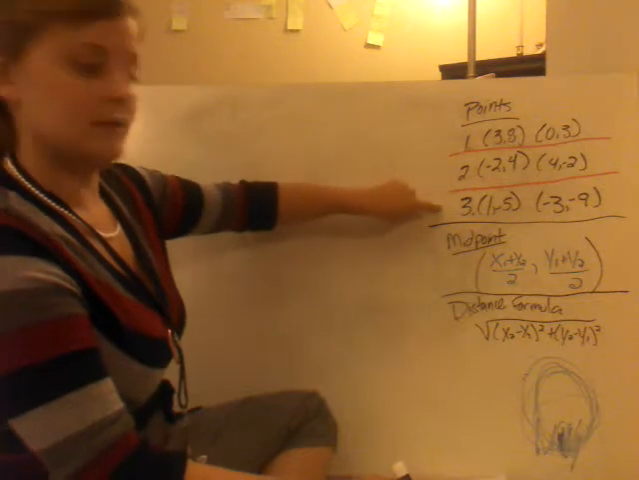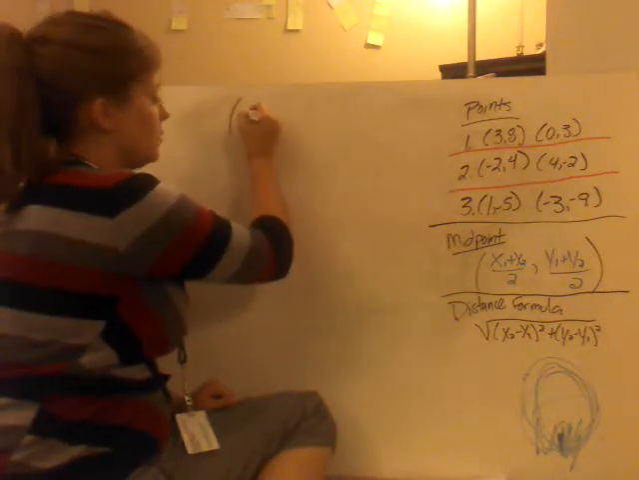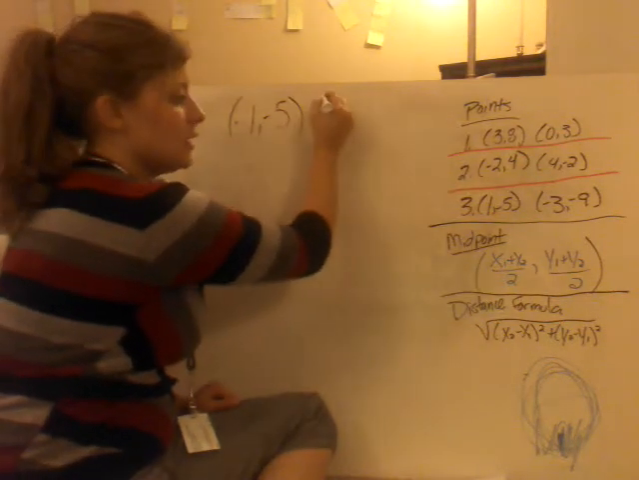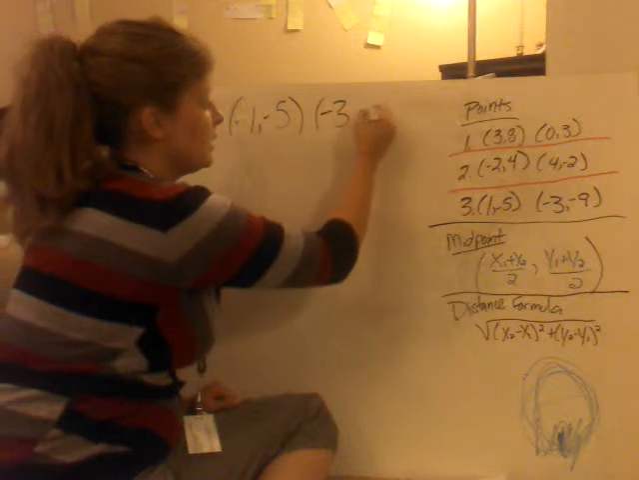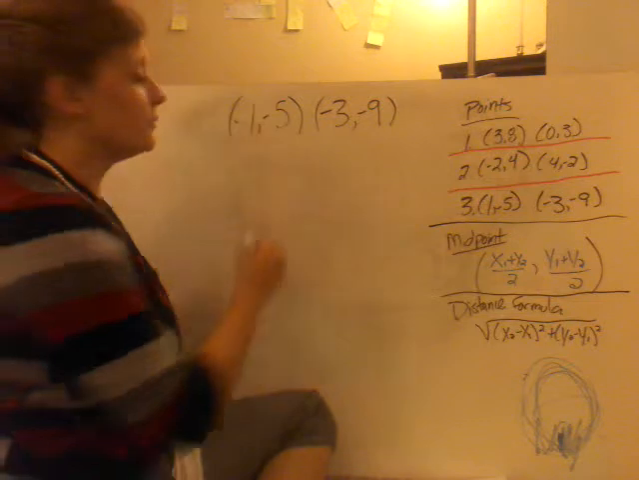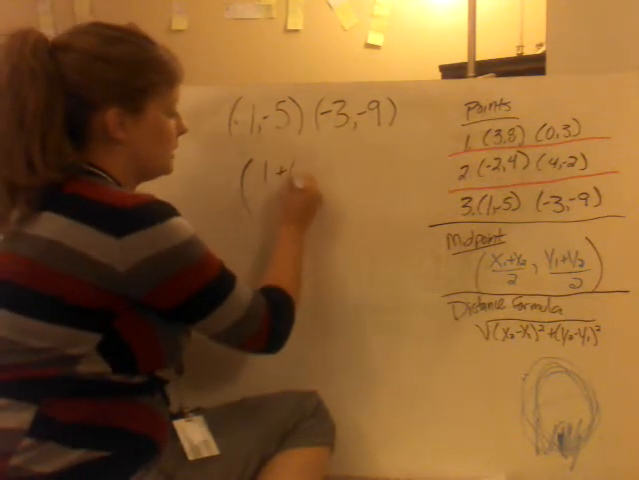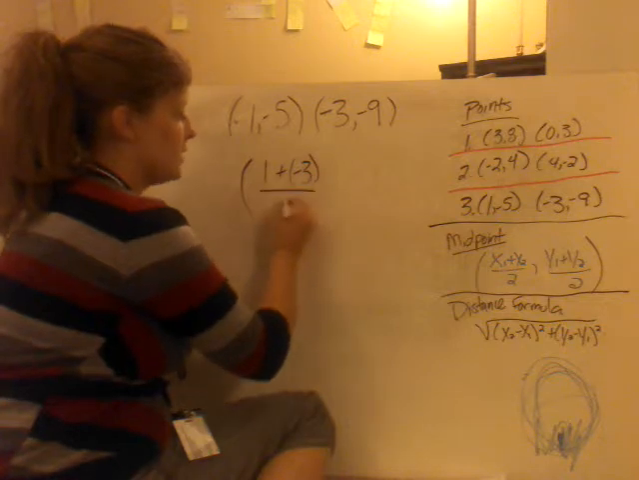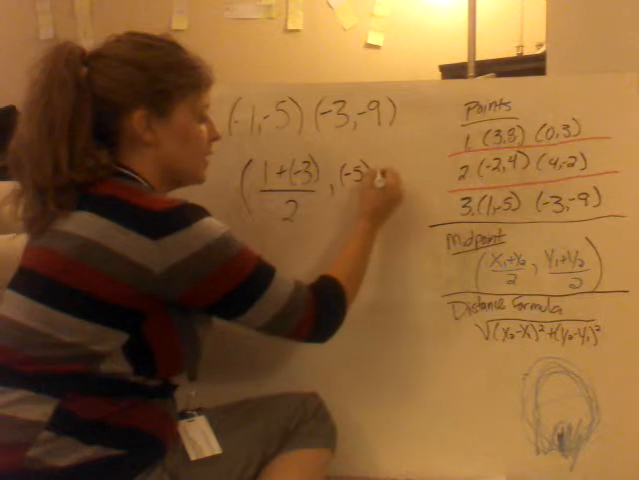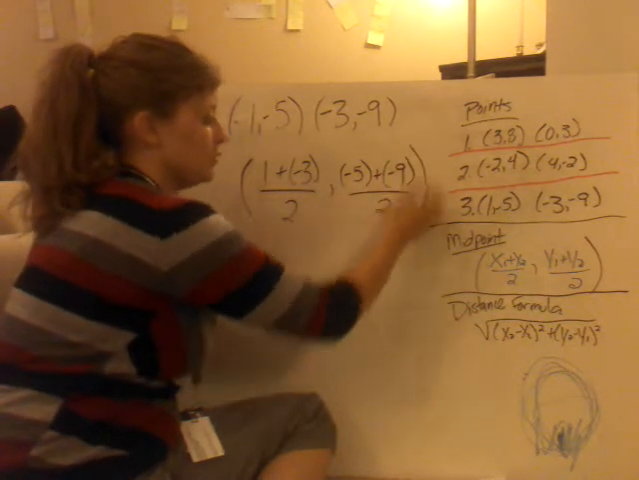My next set of points. -1, -5, and -3, -9. Exact same setup. We're still going to find our midpoint. -1 plus a -3 divided by 2, comma, -5 plus a -9 divided by 2.